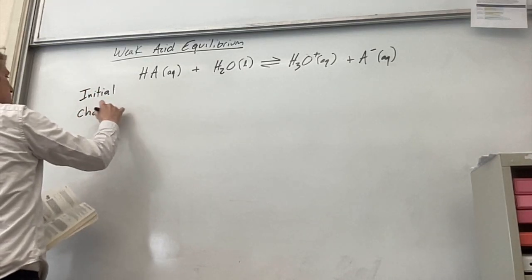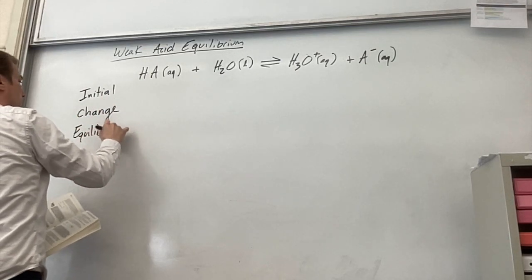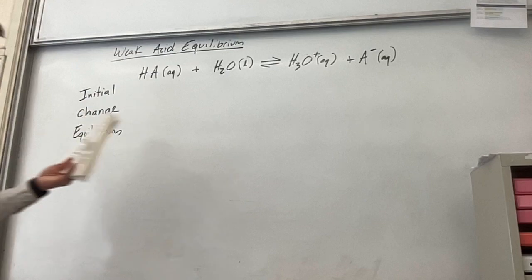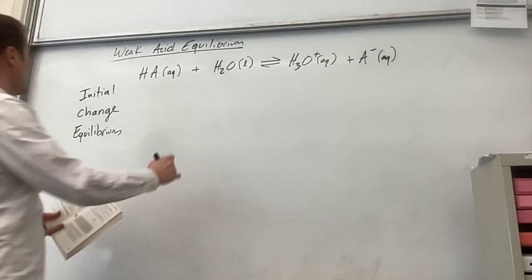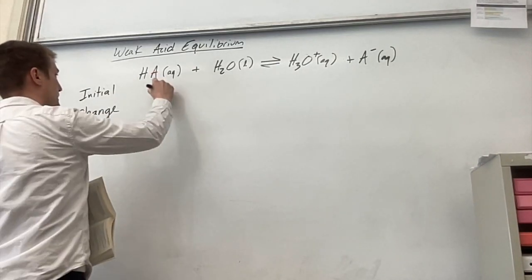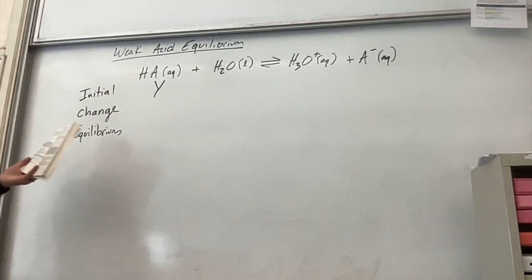Initial, change, equilibrium. Remember this? The ICE box or ICE table. Okay, so I'm just going to do some generic, like with symbols here. Say the initial concentration of the acid is, let's call it capital Y.